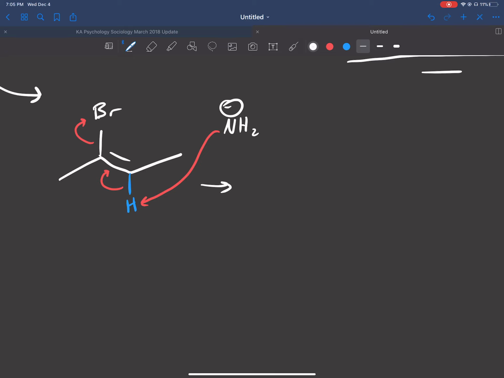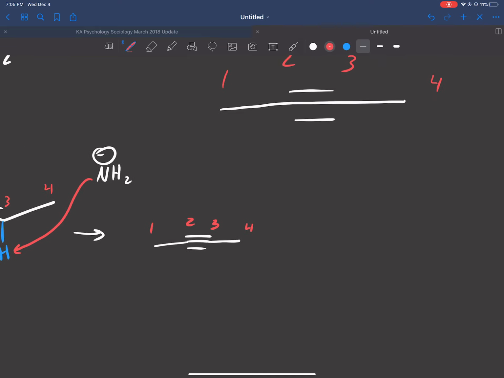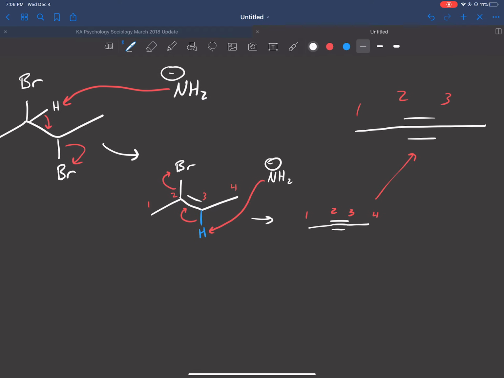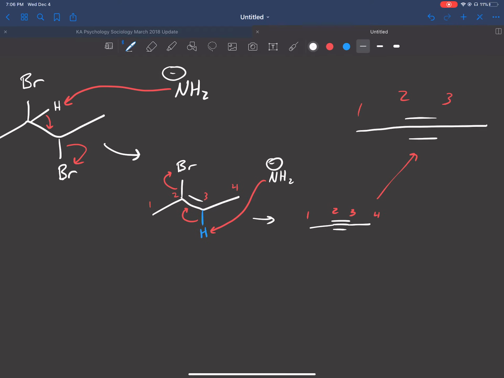And so now we're going to get a triple bond on carbon, say 1, 2, 3, and 4. So here's our triple bond. Here's carbon 2 and 3. Coming off of that is 4 and 1. So here's that, and there we go. That's our product. That's one way we can synthesize alkynes.